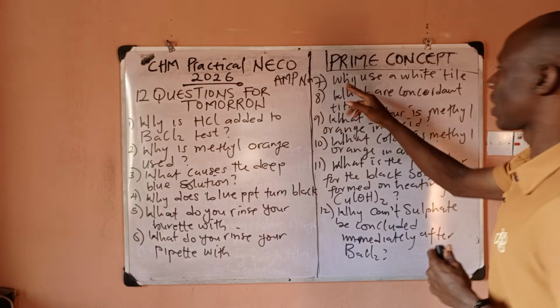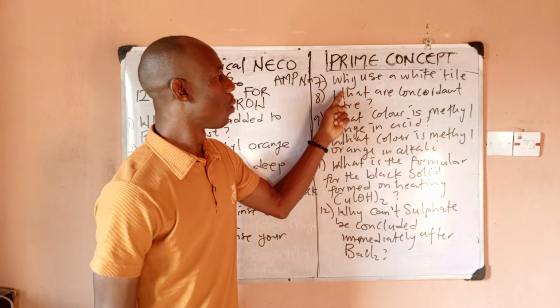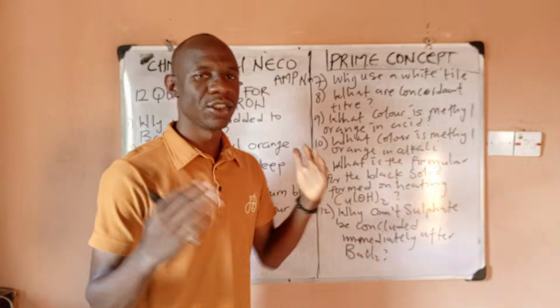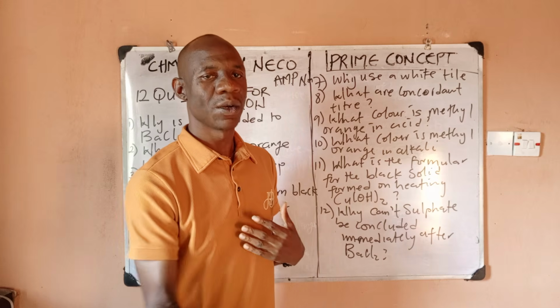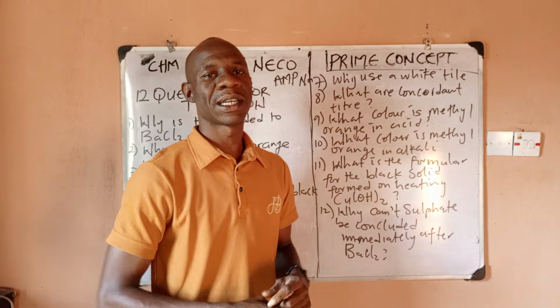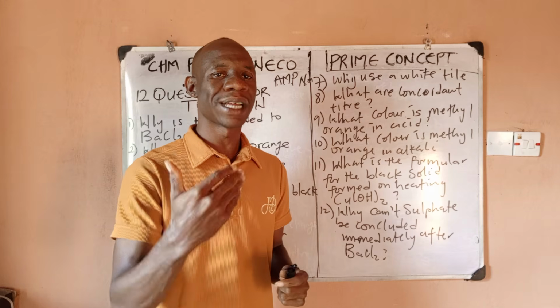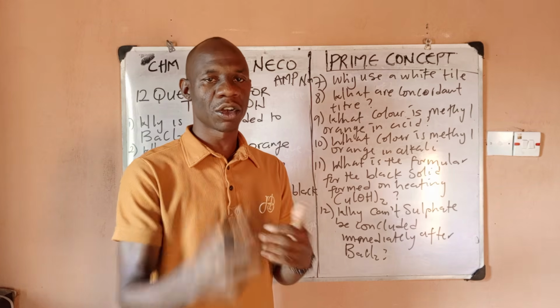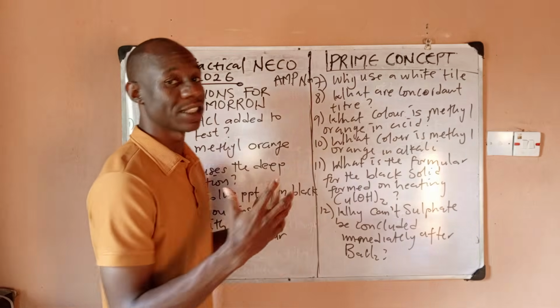Thank you. Now let's look at question number 7. Question number 7 is, why use a white tile? In your titration experiment, you would usually place a white tile below your conical flask. Why do you do that? The reason why you put your white tile is so that you can easily observe the color change in your solution. That is why you use a white tile, for transparency.